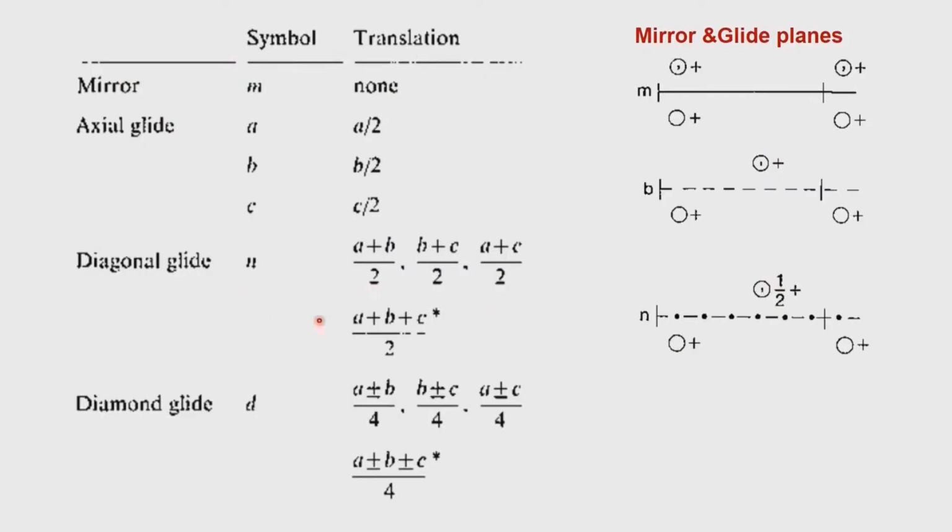There is a special case of A plus C by 2 which is indicated with a star here, that will occur only in cubic systems, and probably it can occur in rhombohedral systems as well. In rhombohedral and cubic systems, the direction of the axis is not along either x or y or z, and as a result we can have this kind of glide planes which are very unique.